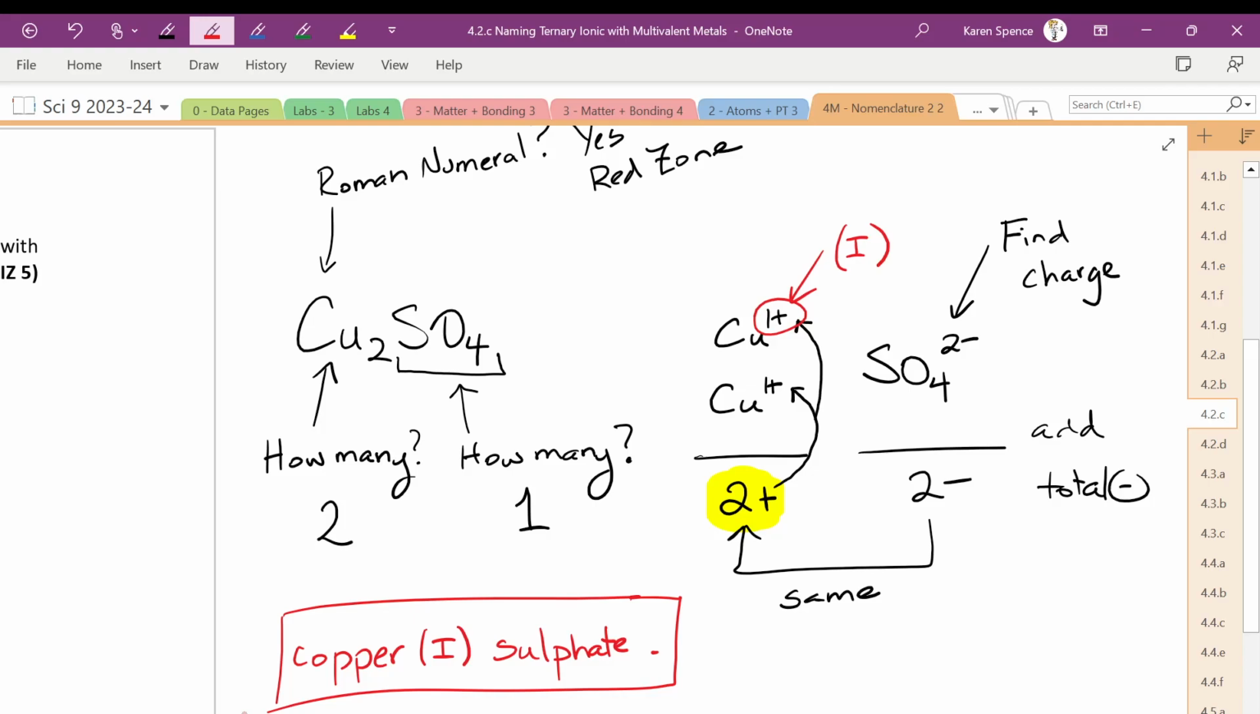Isn't the charge negative one? But there's like 3 ions? So that gives you a total of negative 3.